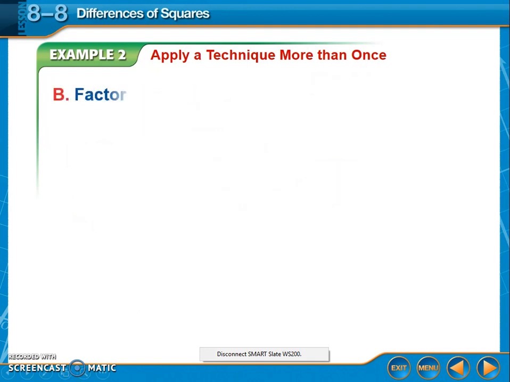So we can do the same concept with this one. So I want to know what squared gives me 256.